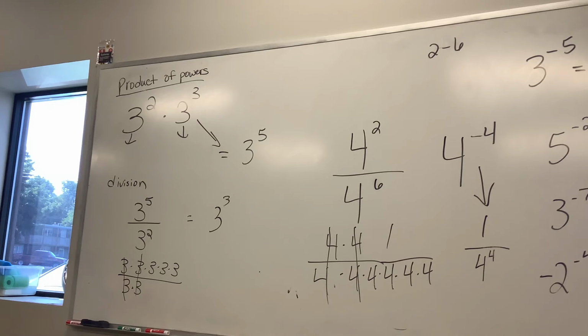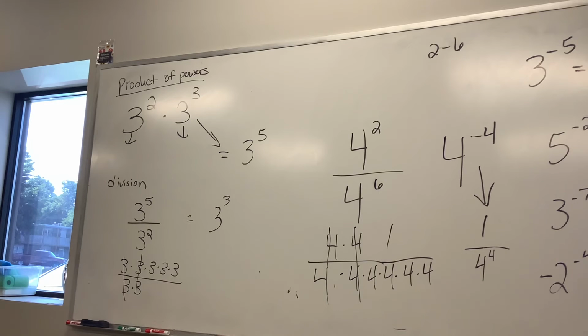-2 to the negative 4. Okay, so this one, same thing. Put it at the bottom of a fraction, but change the exponent to positive. So I put it at the bottom of a fraction and I changed the exponent to a positive. Doesn't change the rule.